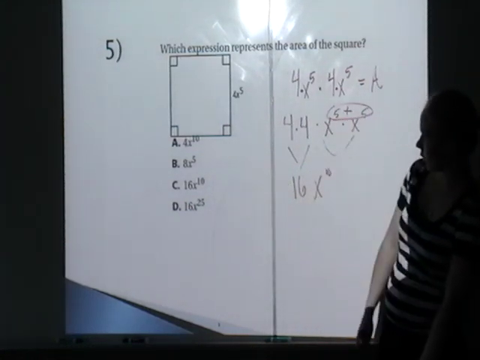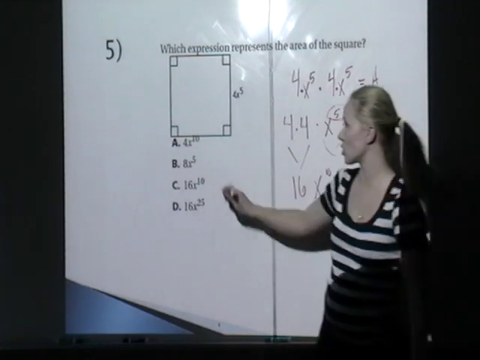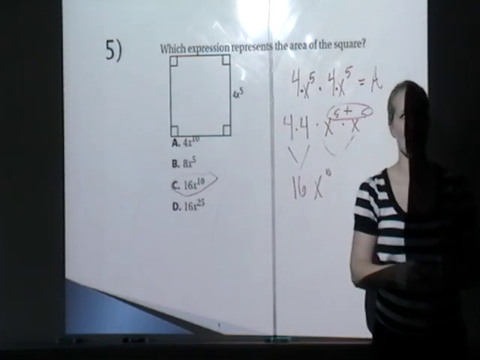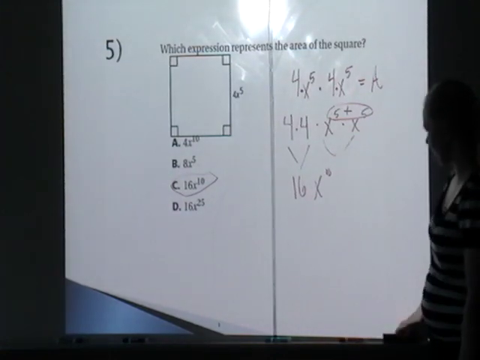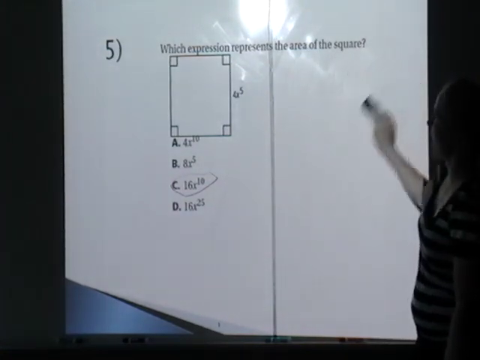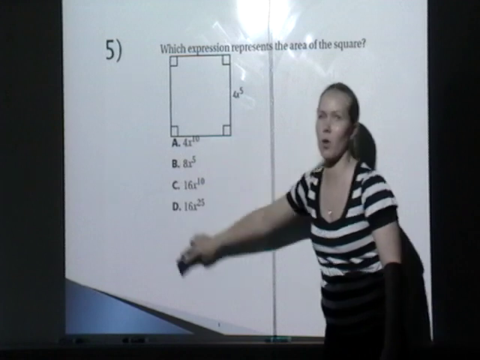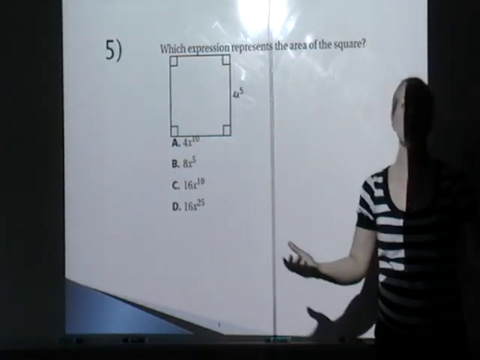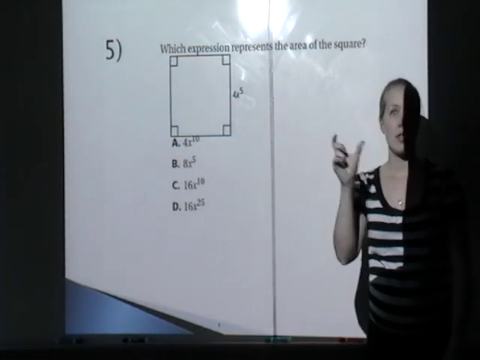And then I look at my answer choices here and say, wow, it matches up perfectly with answer choice C, so that must be the answer. So there you have it. This is multiplying, where I have a power raised to another power. And I use my rule that I just multiply the exponents.